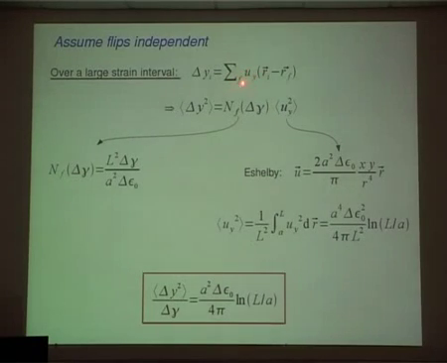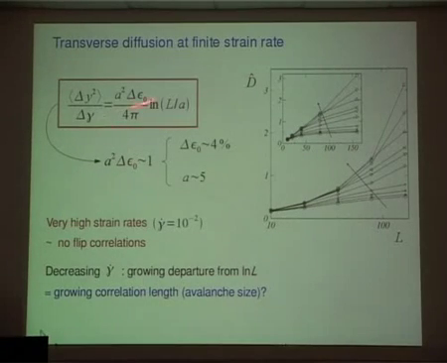And the sum is over all the flips of the displacement at this point, Ri, due to a source, an Eshelby event at Rf. Now, if you assume that the flips are independent, you know they are not, you arrive at an expression for delta y squared, and I'll skip the details. We arrive at an expression where we have a log L, and the log L comes from elasticity in 2 dimensions. Now, that explains what happens at high strain rates. Essentially, the idea we have is that at high strain rate, these events will be decorrelated.